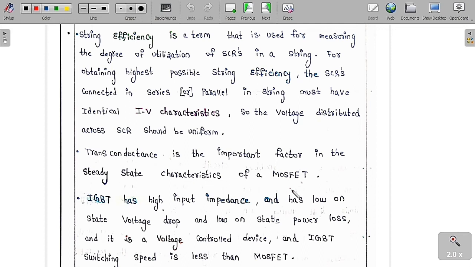Transconductance is an important factor in the steady state characteristics of the MOSFET. If you see the MOSFET steady state characteristics, there is a term called transconductance. It is going to play a very important role in the MOSFET.